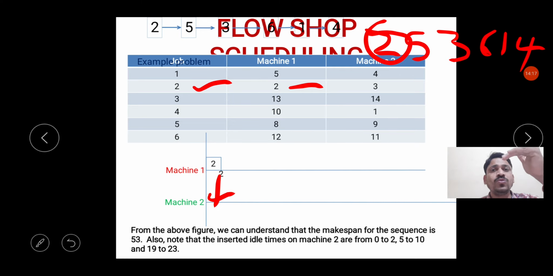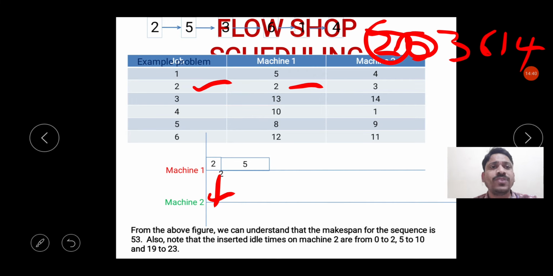So job 2 starts on machine 2 at 2 hours, right? Remember this one, and whatever is there on machine 1, let us finish. Then we will go to machine 2. According to our sequence, job 2 is finished, so next is job 5.